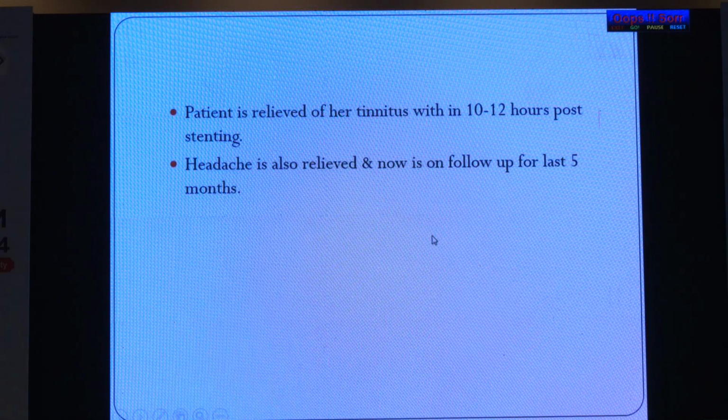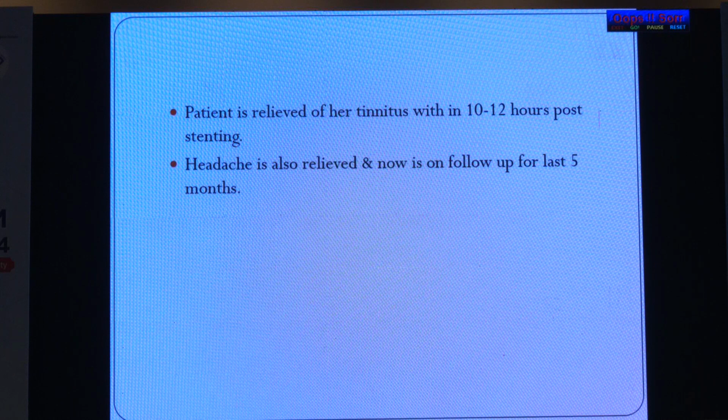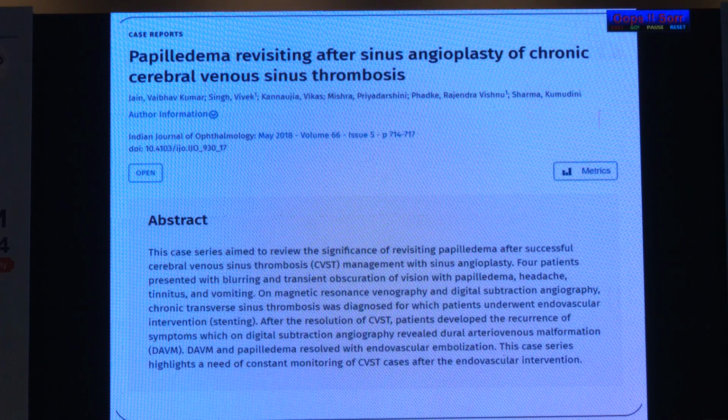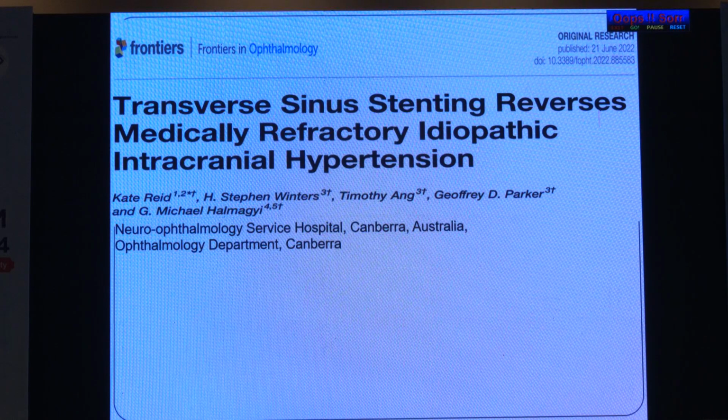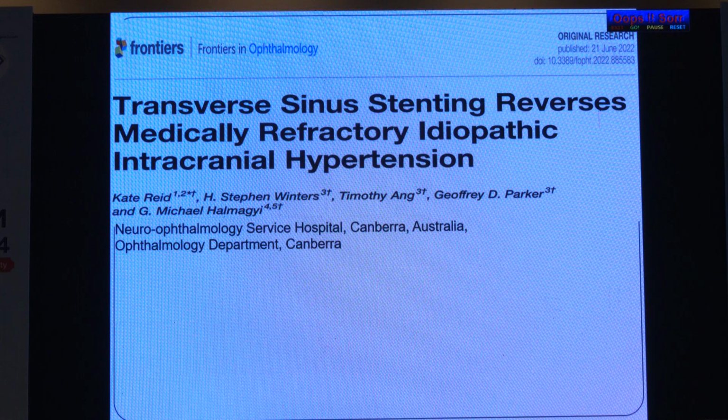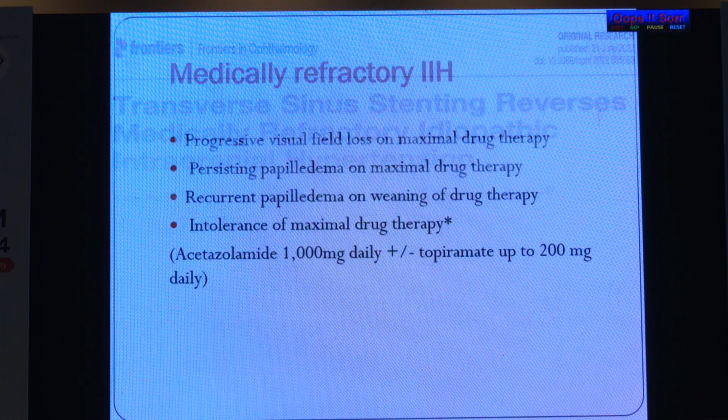And definitely the very next day, that means within 10 to 12 hours, she said, okay, my tinnitus has gone. Gradually, she was improving with the transient obscuration of vision. So this is how that case went. This is our study, papilledema revisited after sinus angioplasty of chronic cerebral venous sinus thrombosis. And this is another study that was published in 2023 in Frontiers, transverse venous sinus stenting reversing medically refractory IIH, or secondary IIH, you can say.